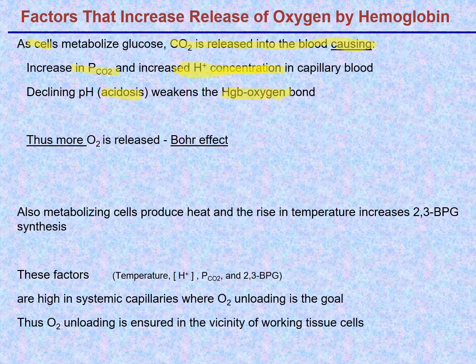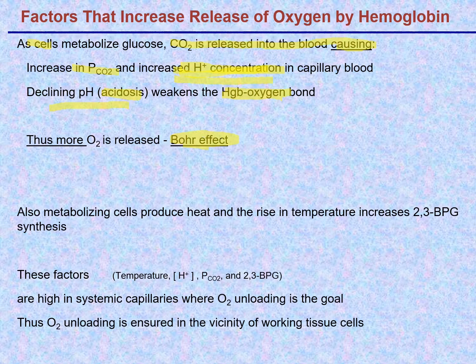This effect of pH, in other words, hydrogen ion concentration, is called the Bohr effect, B-O-H-R. And I'll show you on a graph what the Bohr effect is, the result of changes in pH on hemoglobin, on the oxygen hemoglobin dissociation curve.